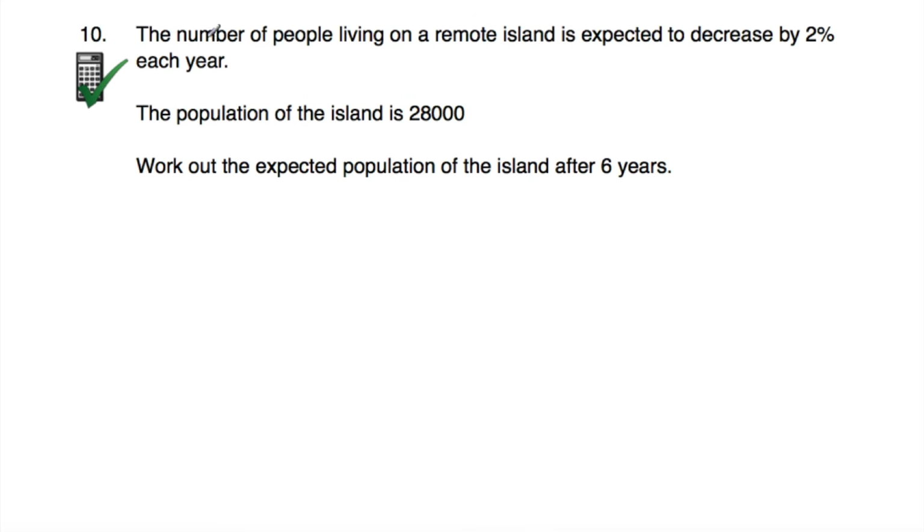Question number 10. So question number 10 says the number of people living on a remote island is expected to decrease by 2% each year, and the population of the island is 28,000. And we're asked to work out the expected population on the island after 6 years.